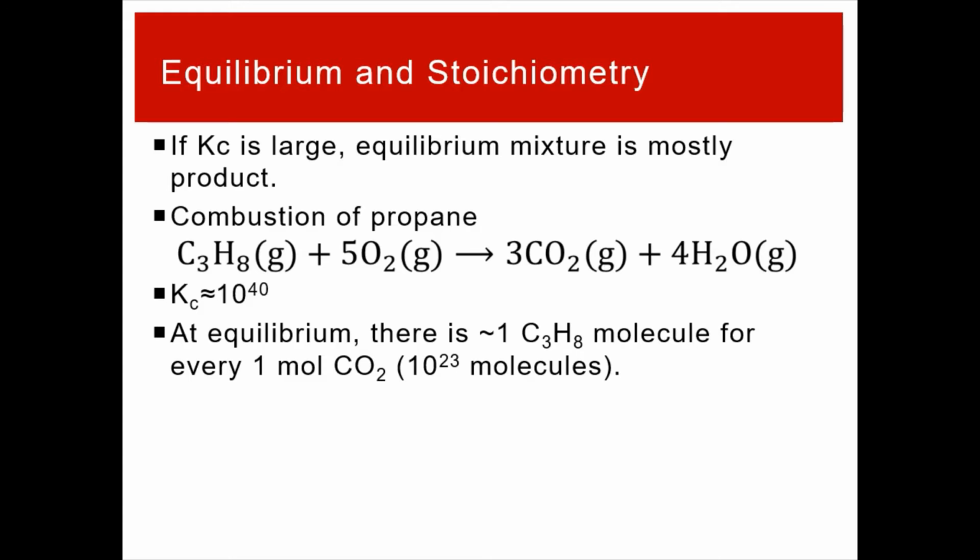So let's look at an example of, first off, when Kc is really large, because that tells us that the equilibrium mixture is mostly product. So for example, combustion of propane. Kc here is 10 to the 40th. Okay, so absolutely massive number. And so what that means is at equilibrium, there is approximately one C3H8 molecule for every 1 mole of CO2.